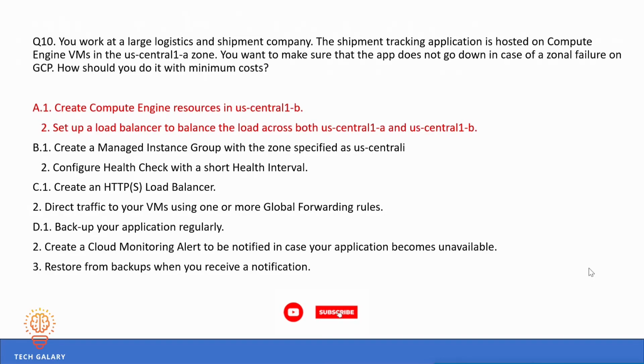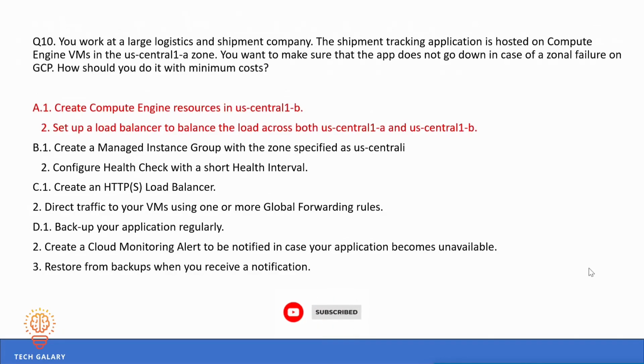Let's take a look at option A. Create compute engine resources in US Central 1B. Set up a load balancer to balance the load across both US Central 1A and US Central 1B. So here option A is correct because we are setting up a load balancer to balance the load across both US Central 1A and Central 1B. So we have multi zones here available. So if one of the zones goes down, the application will be available in another zone. So in order to remediate the problem of a single point of failure, we have to replicate VMs within the multiple zones. So by having multiple zones available, we can ensure that the application does not go down in case of a zonal failure. So option A is the correct one.